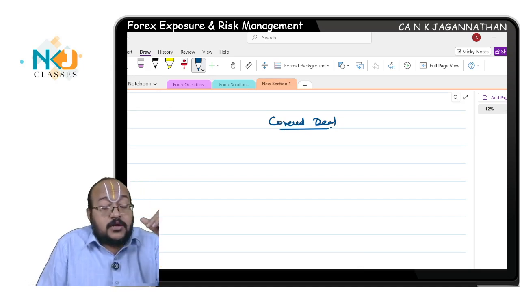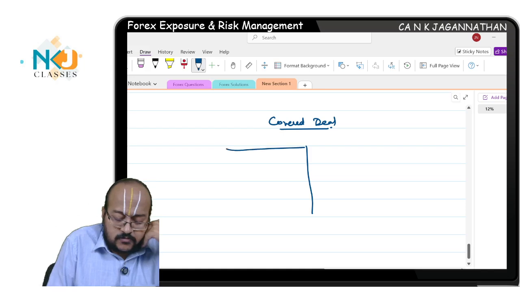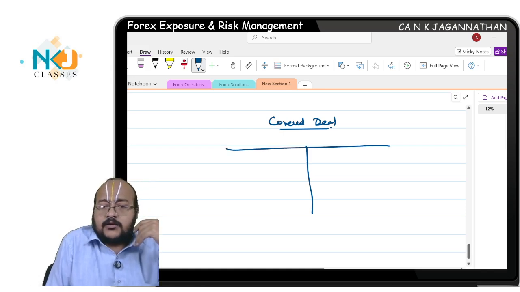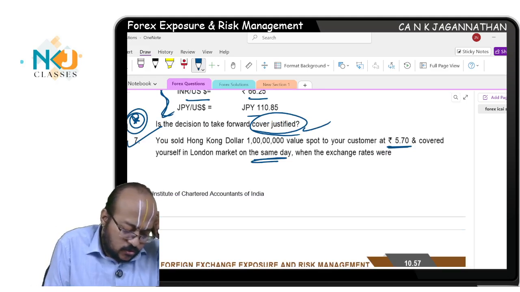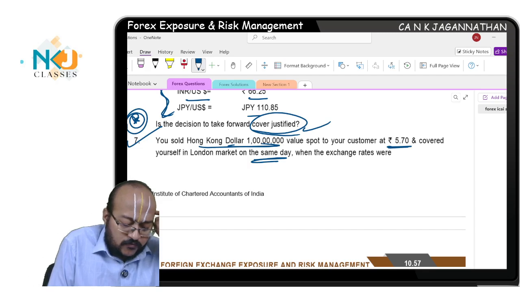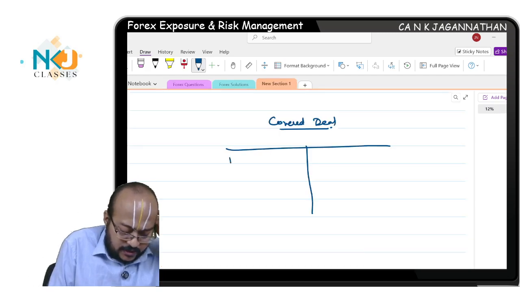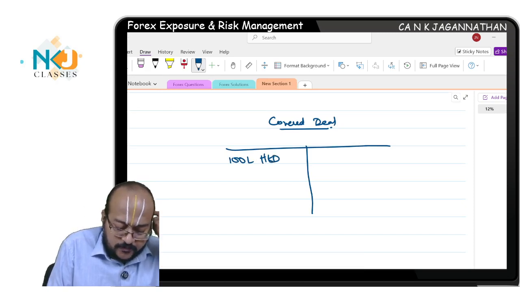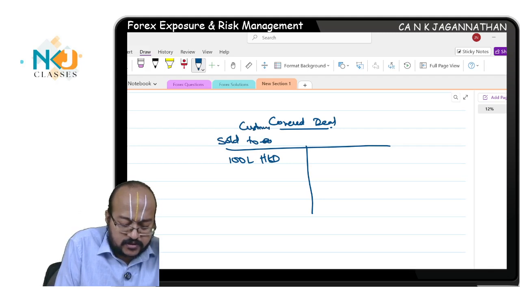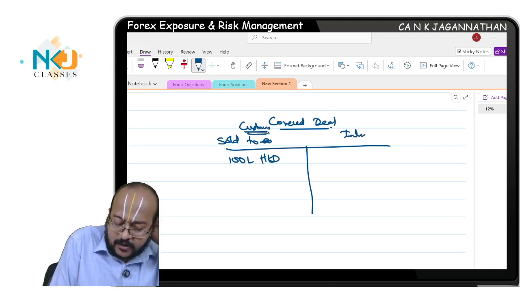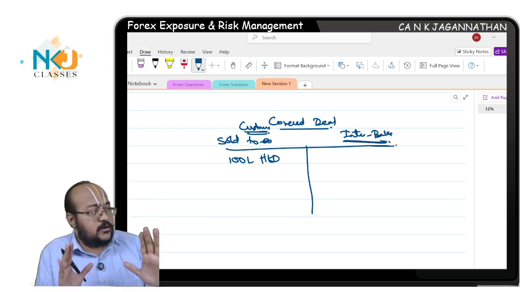See what happens. Assume this is an account of the dealer. What he does generally: you sold Hong Kong dollar 100 lakhs, HK dollar, to the customer. Assume this is sold to the customer. This side is the customer side, transaction with the customer. This is the interbank transaction. To put it simply, I'll tell you what happens.